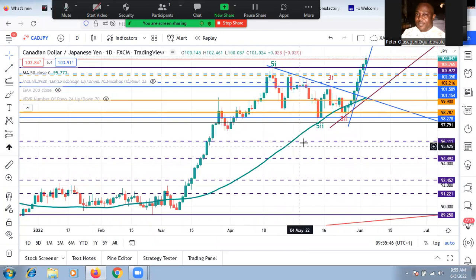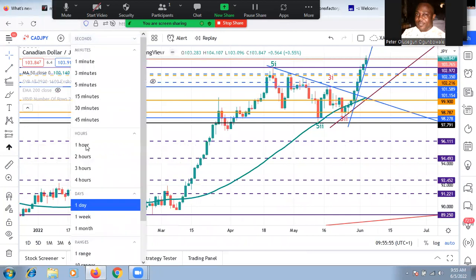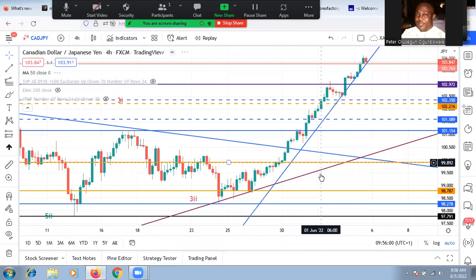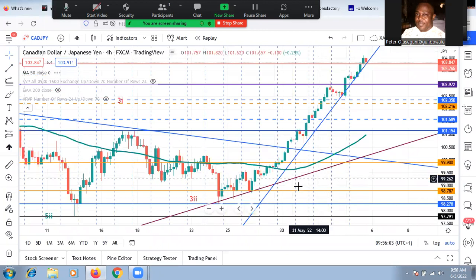So this is what I've done for us. If we go to 4-hour candles, then we will see it much better. I don't want to waste a lot of time here. So I think it's better on the 4-hour candle.